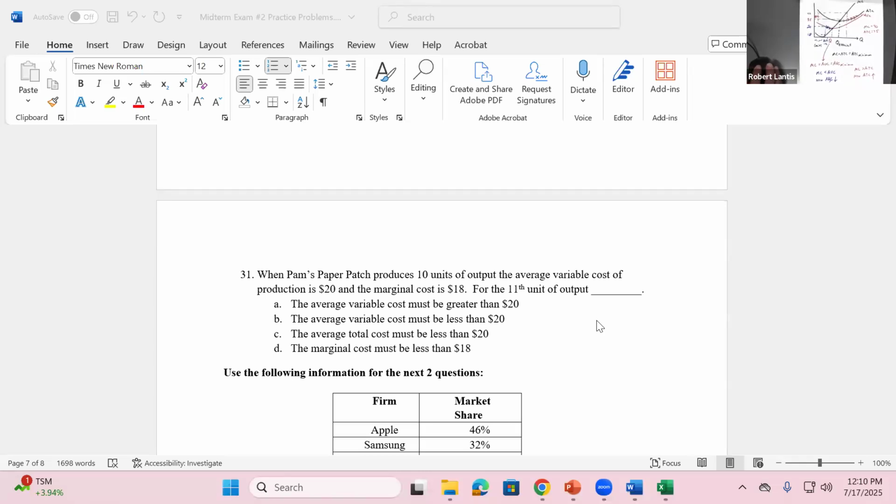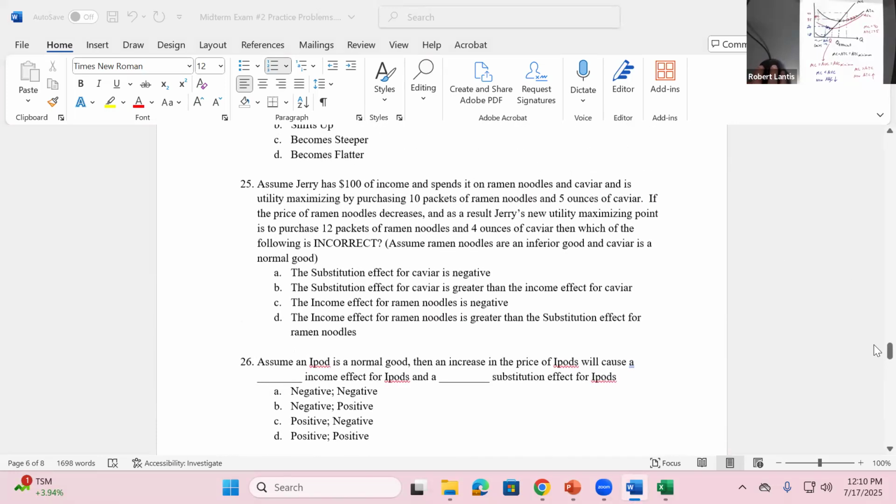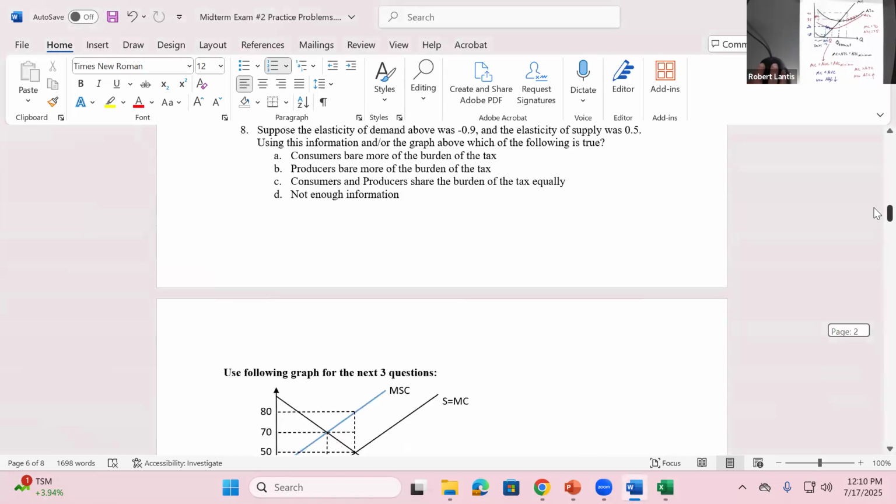Any other problems people want to see work through here? 8. Yes, let's go up here.